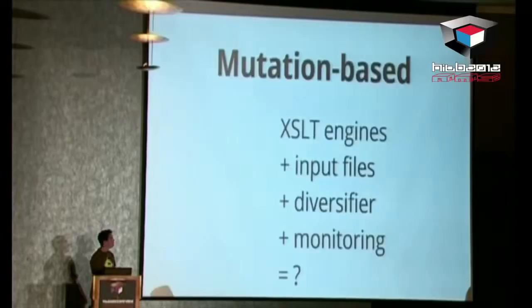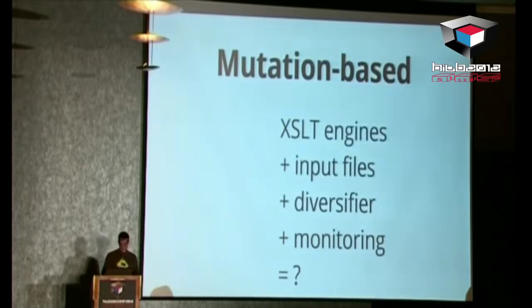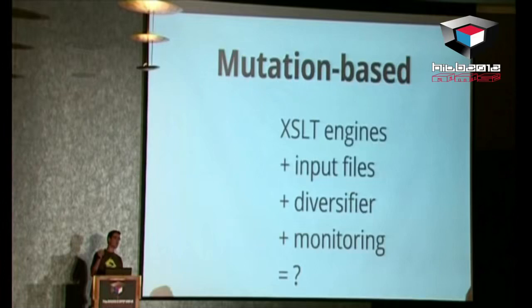For the fuzzing part, I have done some very stupid fuzzing on XSLT. I mean stupid, it's mutation-based fuzzing. It's very simple. You take a lot of XSLT engines. You take a lot of input files that you will find on Google, in bug trackers, or in conformance verification software. And you use a diversifier, a tool which takes an input file and produces several output files with a small modification. And you do some kind of monitoring looking for bugs.